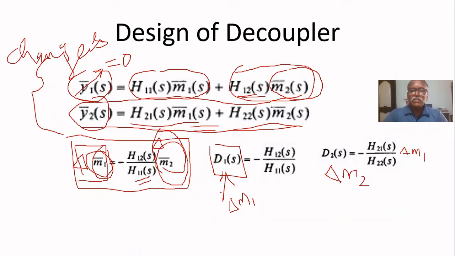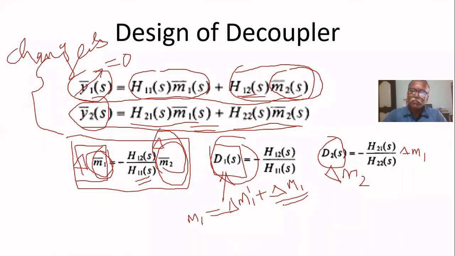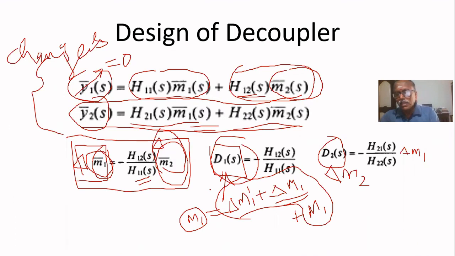So this is the additional controller output that must be included in M1. The new M1, we put delta M1 dash to distinguish between the actual M1 and this decoupler output. M1 dash equals M1 plus delta M1. This delta M1 is generated by the actual feedback controller, plus the old value of M1. If you add all these together, we get the controller output, and then it will be decoupled.